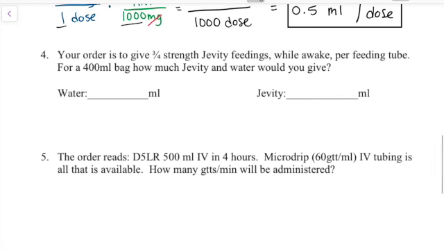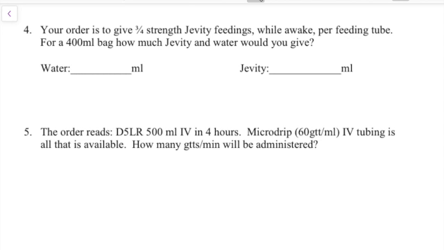Okay, number 4. Your order is to give 3/4 strengths Gevity feedings while awake per feeding tube. For a 400 ml bag, how much Gevity and water would you give? All right, so the strength is 3/4 for Gevity. So 3/4 is 75%. That means that 25% is going to be water.